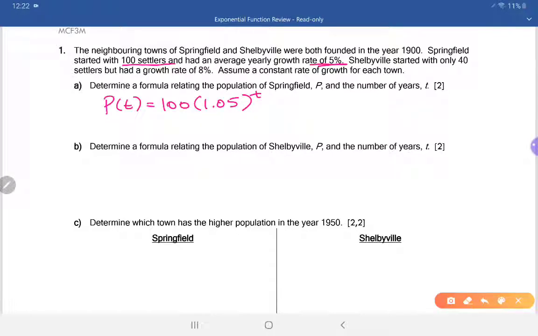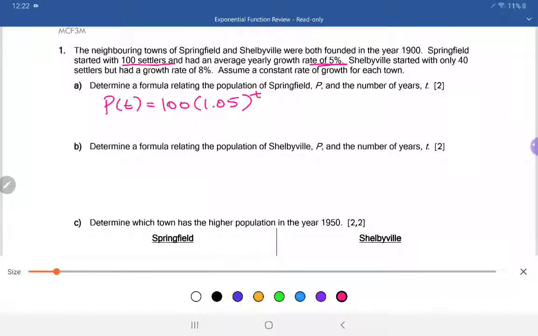Shelbyville is, let's do a different color for Shelbyville, blue. They had 40 people to start, and they grew at a rate of 8%. So their equation will be a starting value of 40 and an increase of 8% to the power of time. And then we want to know which population is higher in the year 1950. Since these are both based off the year 1900, we're looking at 50 years later. So we want to find P at 50 for each case.